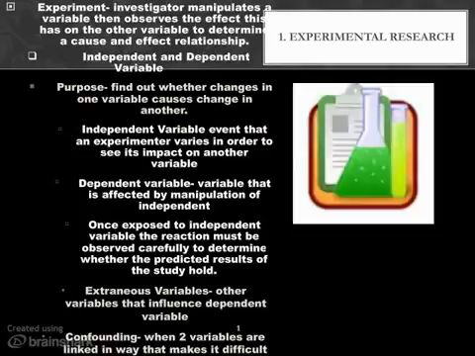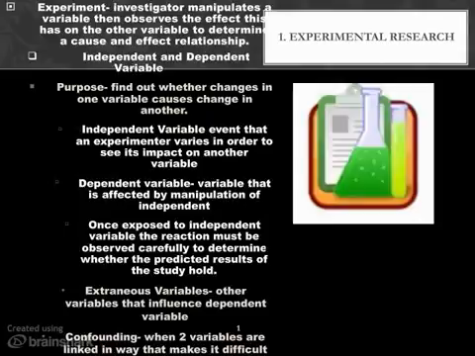There are also some other variables that you have to be careful about. Once the subjects are exposed to the independent variable, the reaction must be observed carefully to determine whether the predicted results of the study hold. Now, there are two other types of variables that you have to watch out for.